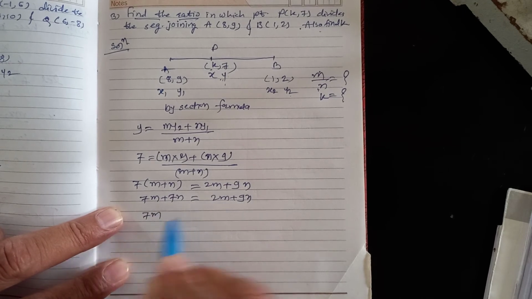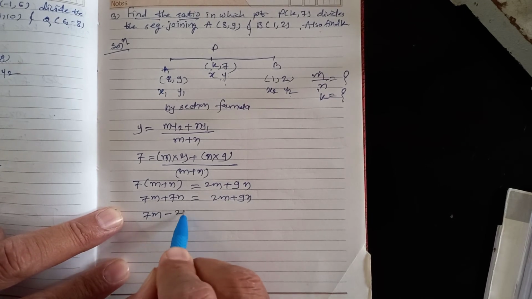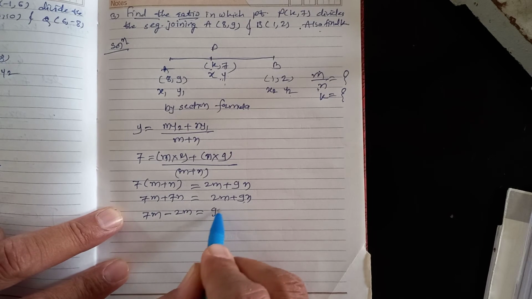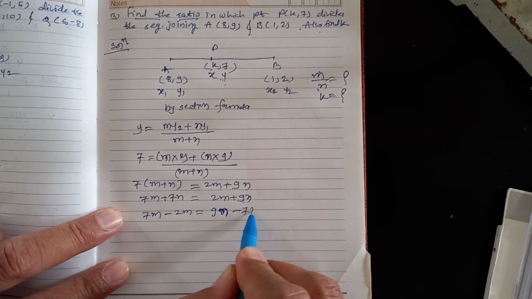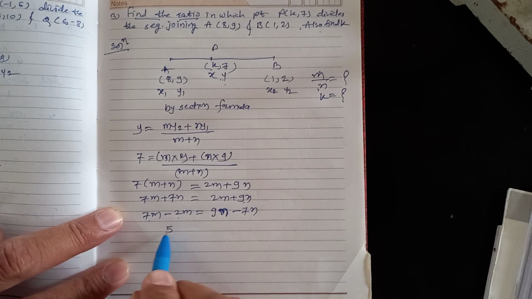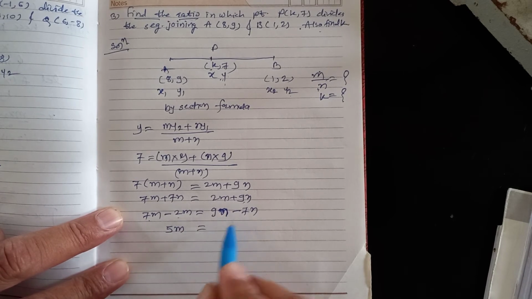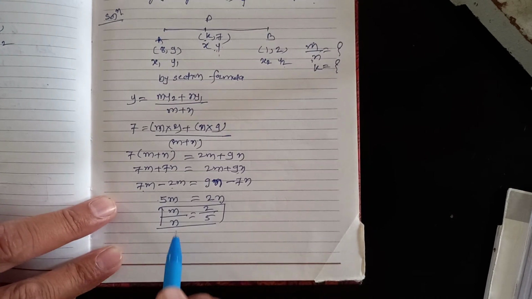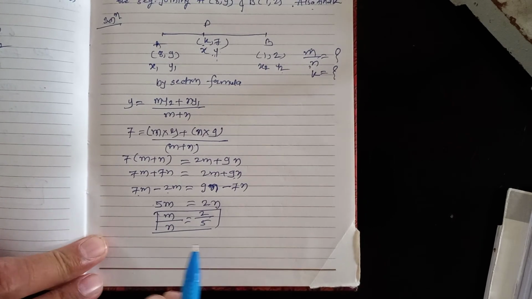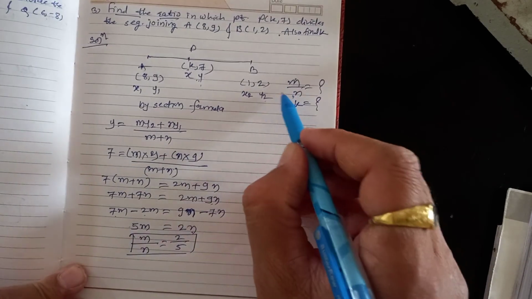7m is the bigger one, so take 2m to this side, minus 2m, and 9n as it is, minus 9n. Take 7n to that side, minus 7n. So this subtraction is 5m, and 9 minus 7 is 2n. So take n, on the left side it is multiplied, so divide, take 5 to that side, divide by 2. So the value of m upon n, this ratio, comes 2 upon 5. So the first value we found.